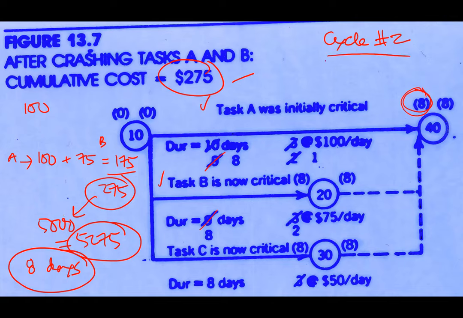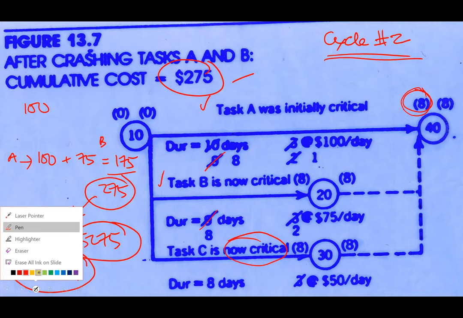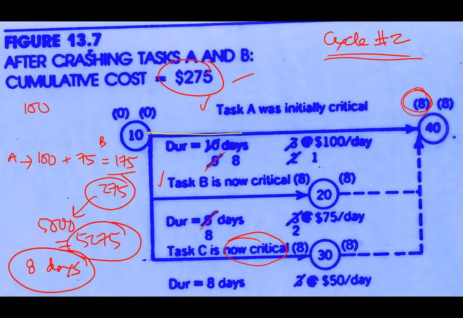Okay, now this is cycle number two. When you completed cycle number two, you notice one thing happened. C now is critical. So meaning to say, all the paths now become critical paths. All the paths now become critical already. See, it started with only A. Now, after the second cycle, B became critical. Now, C becomes critical.